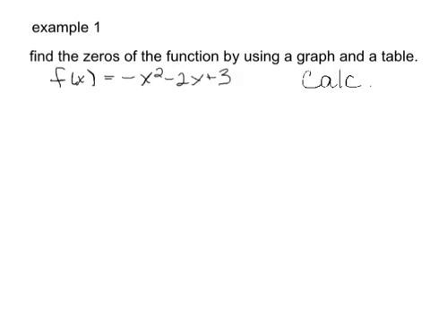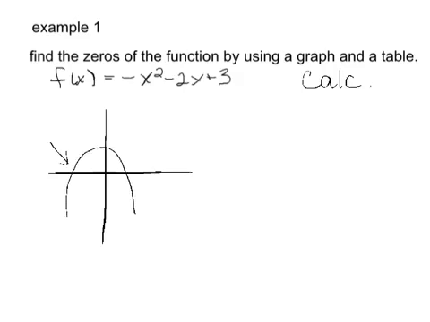Find the zeros of the function using a graph and a table on your calculator. Again, I'm going to hit y equals and type in negative x squared minus 2x plus 3. I'm going to hit graph so I can see it. And it looks like this one goes roughly like this, so I know where to look. That x is going to be negative, and that x is going to be positive.